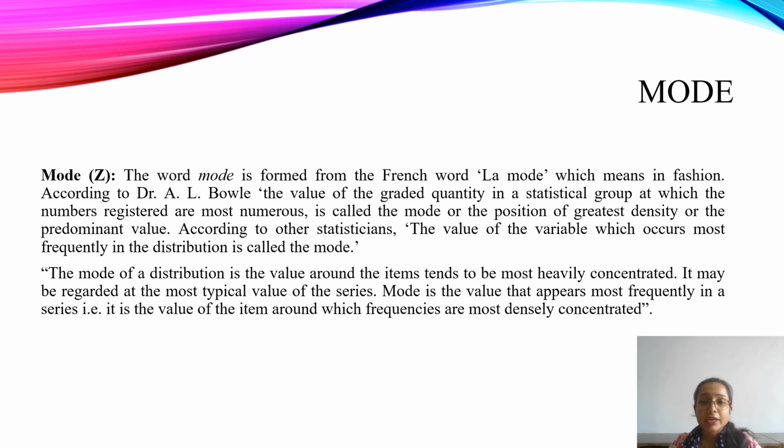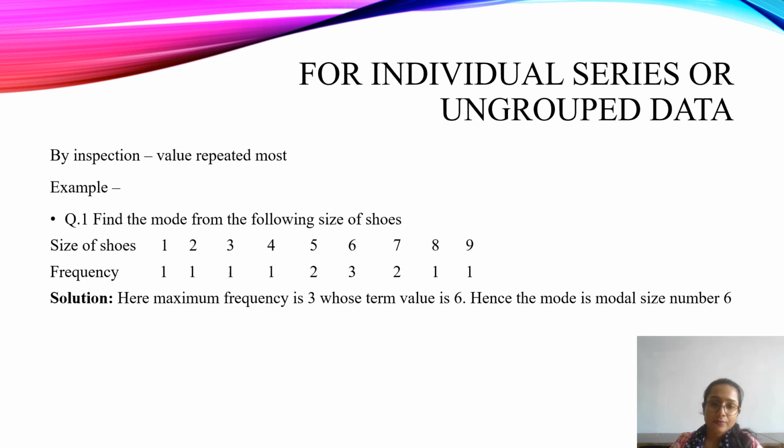So whenever you are getting a data set and the values are repeating, the value which is repeating the highest number of times is called mode. In the class intervals, or I can say in the grouped data where class intervals and frequencies are given, the class interval which has the highest frequency is called mode. So basically for the ungrouped data there is no formula. The value which is repeating most, that is your mode.